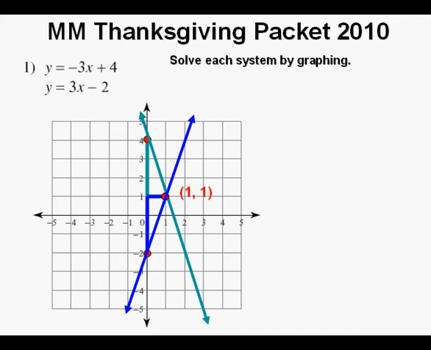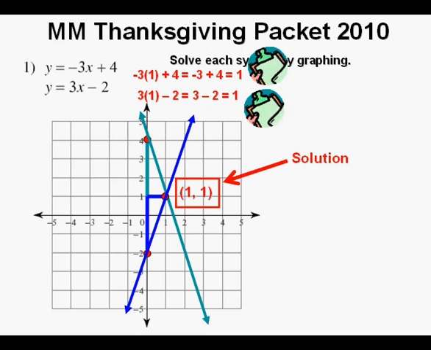Finally, we test the coordinates of our solution by plugging the coordinates into the original equation. The first equation works because when x is 1, y is 1, check. And for the second equation, we have 3 times 1 minus 2 equals 1, check. We know we didn't make a mistake because both equations checked out.